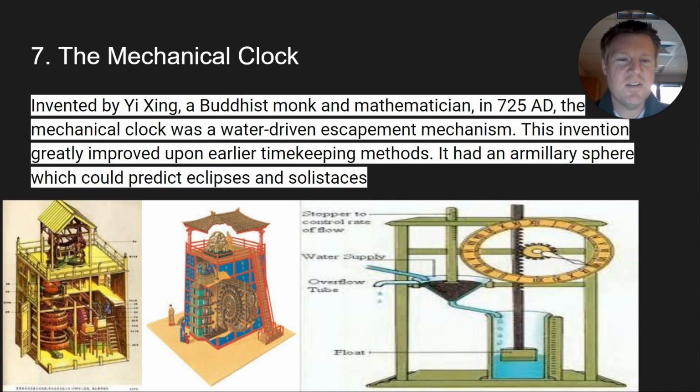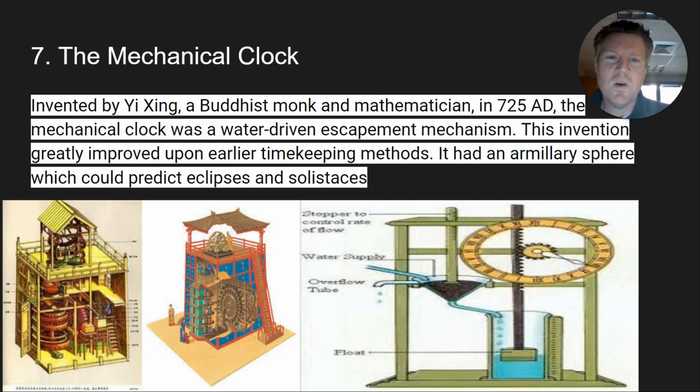Don't think like watches and pocket watches. This mechanical clock is huge. It's like a building. So the first mechanical clock was invented by I Ching, who was a Buddhist monk and mathematician. He invented this in 725 AD.